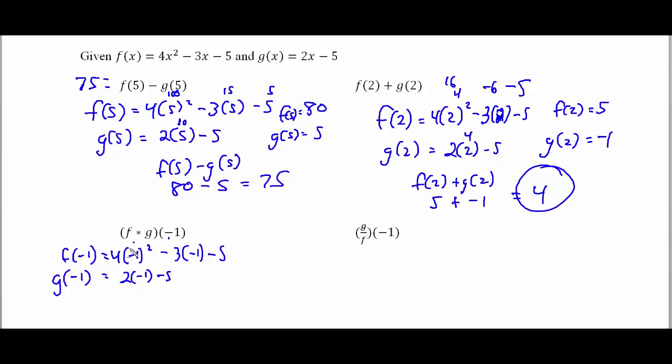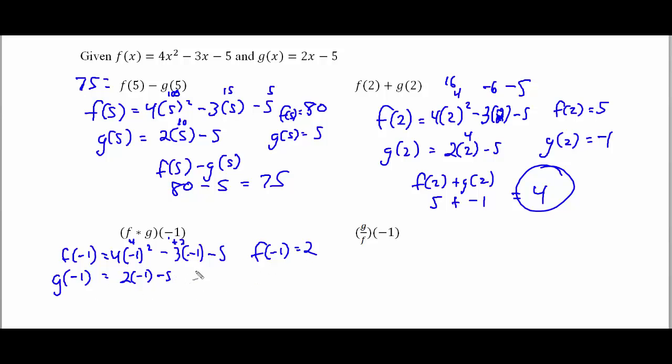So negative 1 squared is 1. 1 times 4 is 4. Negative 3 times negative 1, with a minus in front of it, is going to be minus a negative 3, or technically positive 3. And then the minus 5 is there. So 4 plus 3 is 7. 7 minus 5, f of negative 1 is 2.